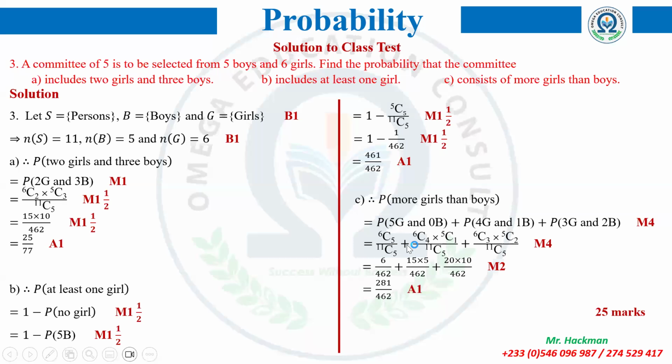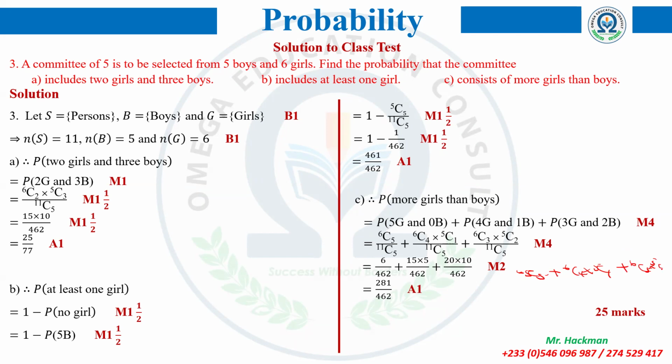Even with this one, someone could have written the whole of this, could have put it this way. 6 combination 5, then plus 6 combination 4 times 5 combination 1, then plus 6 combination 5 times what?